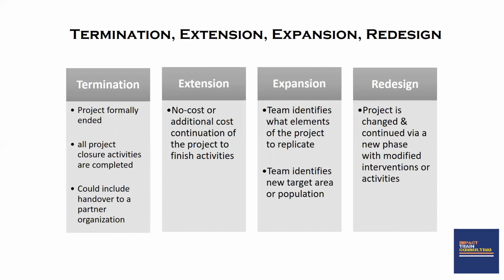But in the cost extension scenario, you are asking for both time and resources to complete the scope of the project. So maybe in the course of the implementation of the project, the donor made some changes or added things to the scope of your project. So you're writing to them to say we require money, or we require additional resources in order to finish the activities.